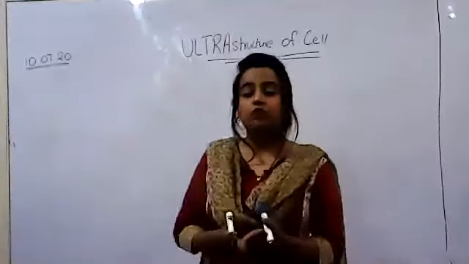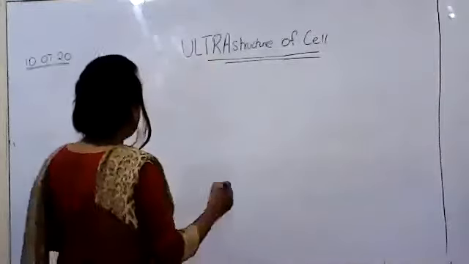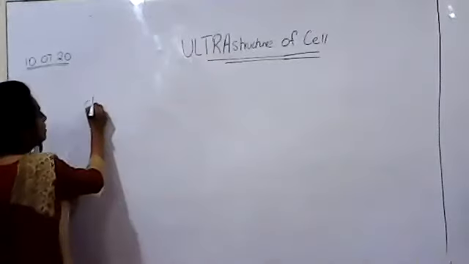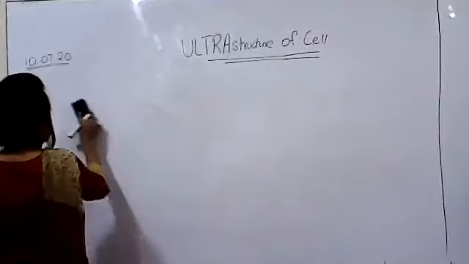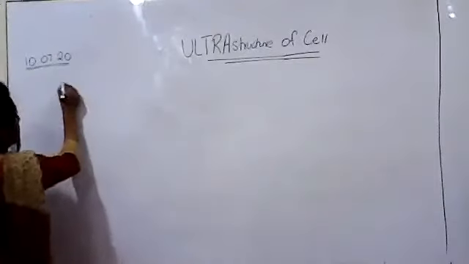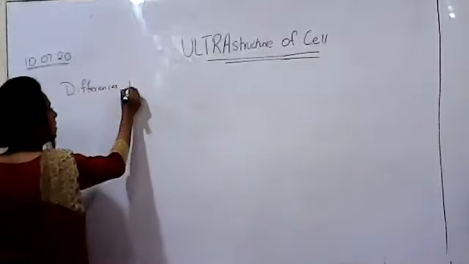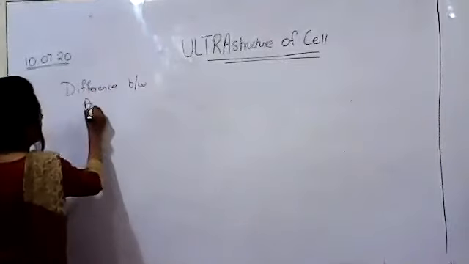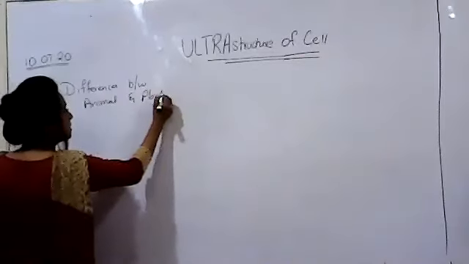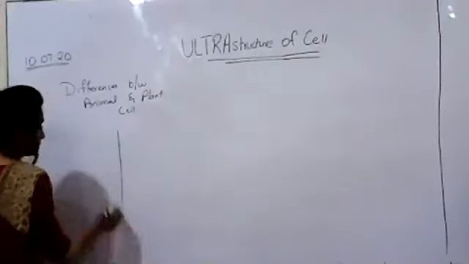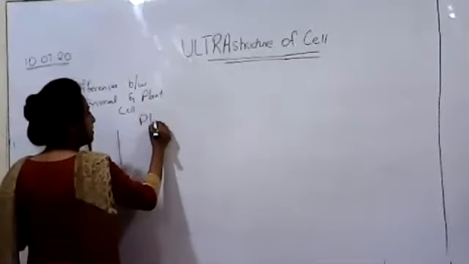Now, wherever you wrote down the differences, add one more point that we skipped that day. That one more point is the presence of the chloroplast. Or I'll just quickly write all the differences again. So here, differences between animal and plant cell, right? Animal cell here and plant cell here.